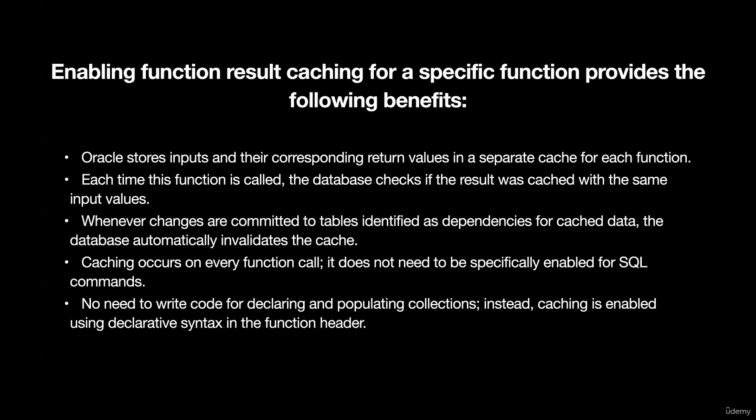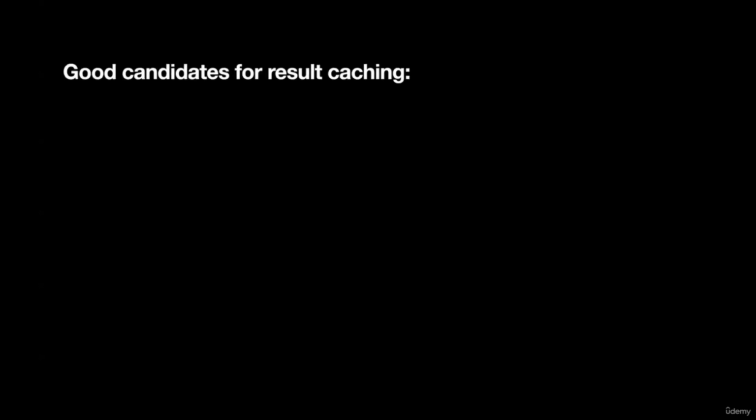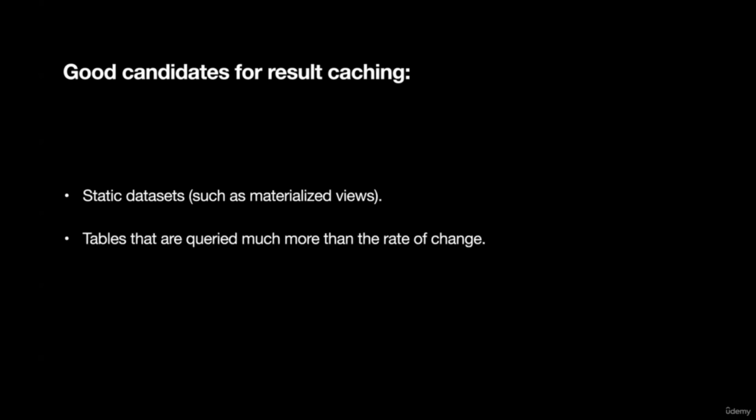Result caching is most commonly used for functions that query data from tables. Good candidates for result caching are static datasets such as materialized views. The content of these views doesn't change between updates, so why fetch the data again? And the second one are tables that are queried much more than the rate of change. If a table changes on average every 5 minutes, but the same rows are queried hundreds or thousands of times between changes, the result cache can be put to good use.